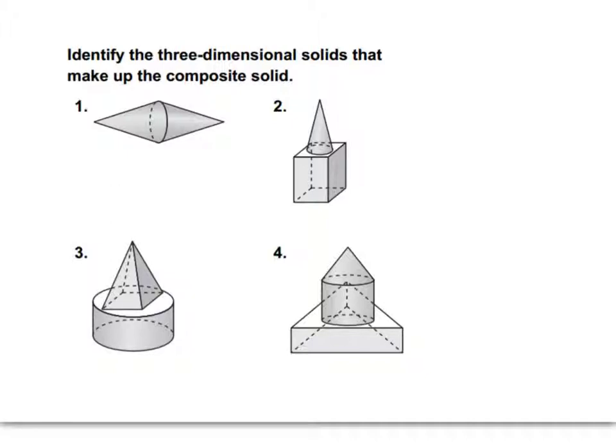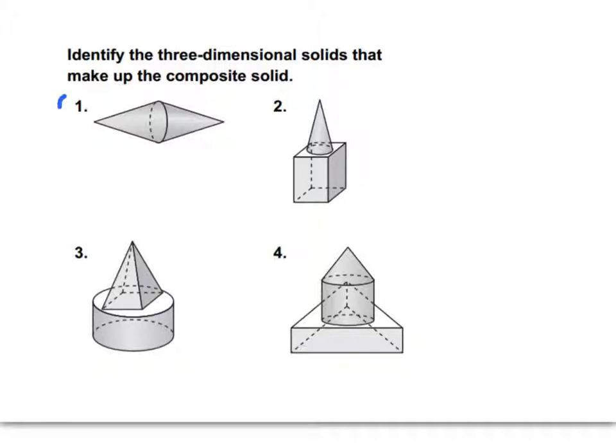I love problems like 1 through 4. This kind of prepares us for our quiz on Friday, especially when you see a random shape and you're like, I wonder what formula to use. And first you have to recognize it in order to know which one to use. So it says identify the 3-dimensional solids that make up the composite solid.